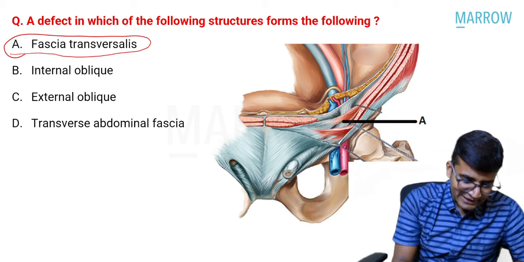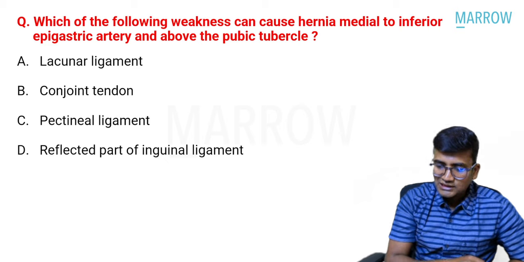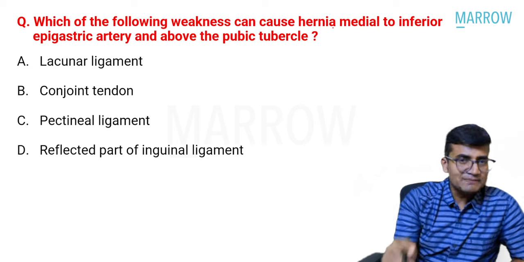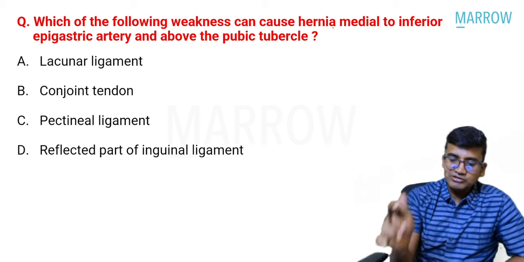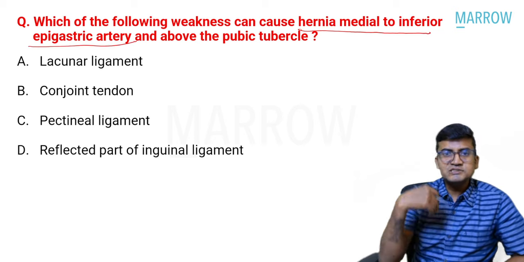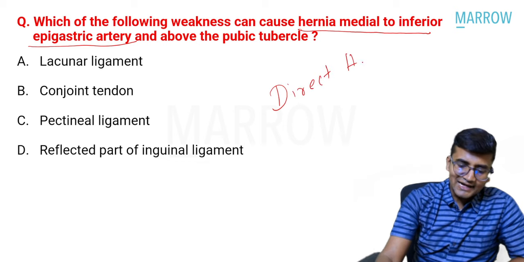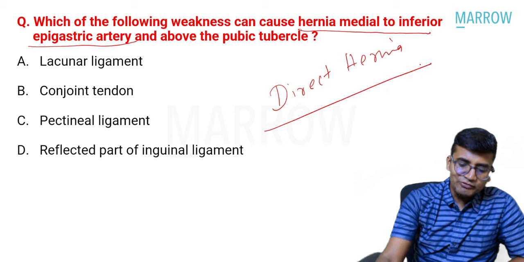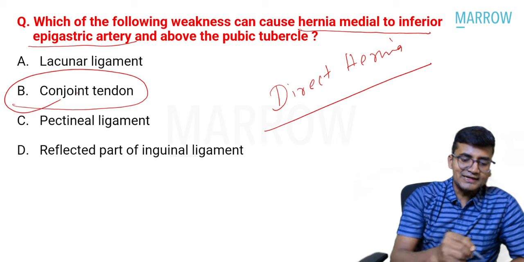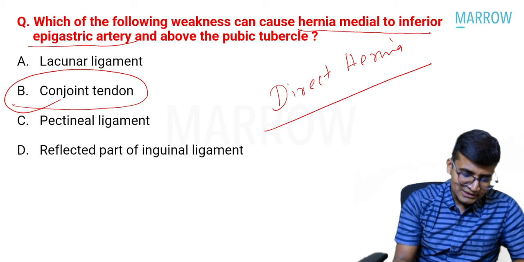Okay, right. I told you, we got another question. Which of the following weaknesses can cause a hernia medial to the inferior epigastric artery and above the pubic tubercle? The clue is, they didn't give direct or indirect inguinal hernia. They gave the clue that the hernia is medial to the inferior epigastric artery. Now, which hernia is medial to the inferior epigastric artery? Very good, our direct inguinal hernia. Direct hernia is medial to the inferior epigastric artery. So, weakness of which structure? Our conjoint tendon. That is the answer for this question. Clear? Right.